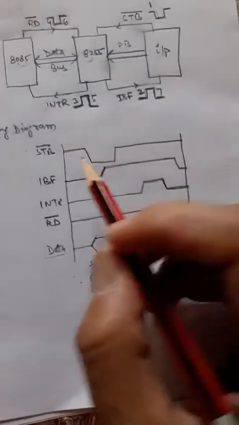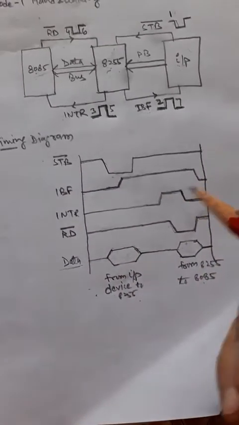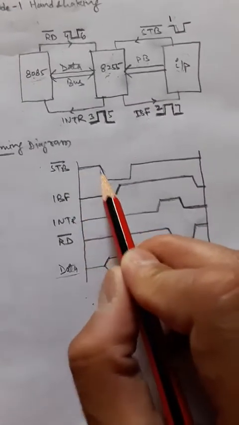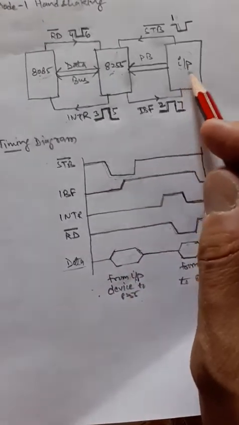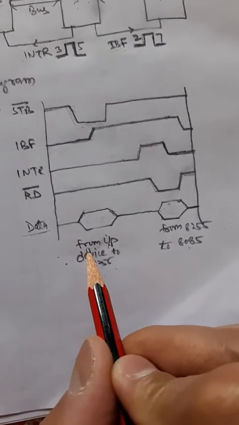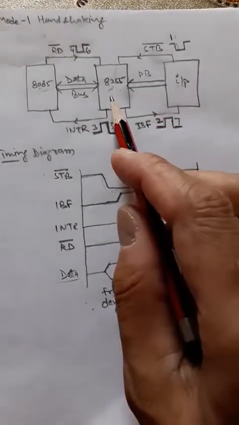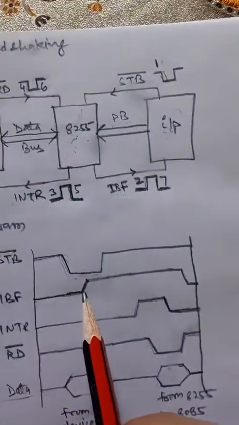In the timing diagram, first the input device sends the strobe signal. What is the strobe signal? The strobe signal is a knock, knocking the 8255 for sending the data. Here I have drawn this strobe signal. Whenever the strobe signal is low, it means the input device is transferring the data to the 8255. So in the data line I have written from input device to 8255. When the strobe signal is low, the 8255 has the data, and it will keep IBF high.